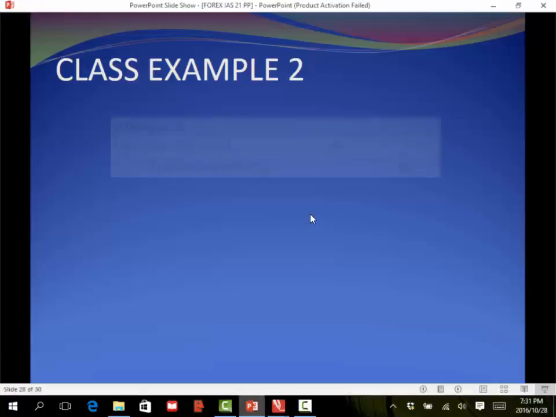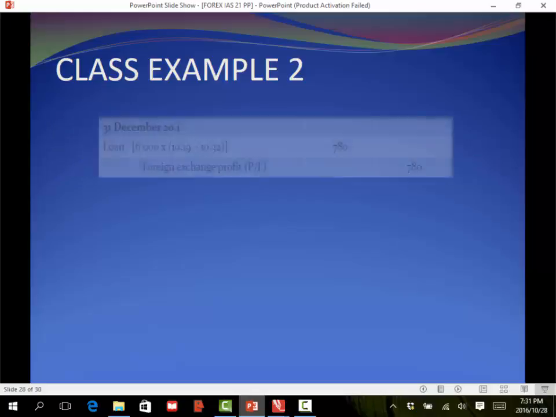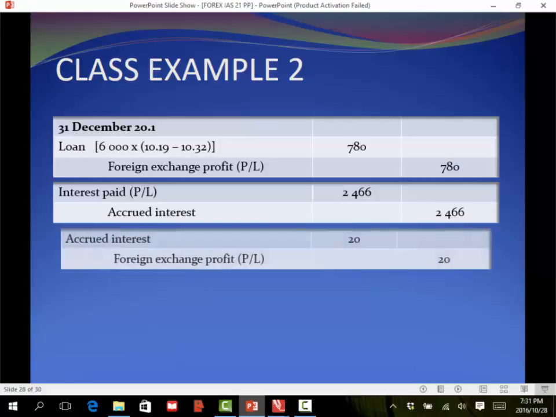Let's finalize the journals. There is the adjustment of the loan from 10.32 to 10.19, and that gives us a foreign exchange profit. And then the interest paid, as we just see, the calculation of 2,466, debit interest paid, credit accrued interest, and then the final adjustment, which you can just check on yourselves, is the accrued interest against the foreign exchange profit in this case, because that rate went down again.